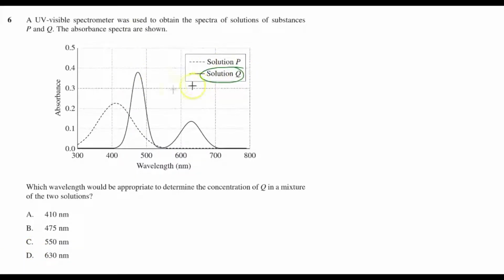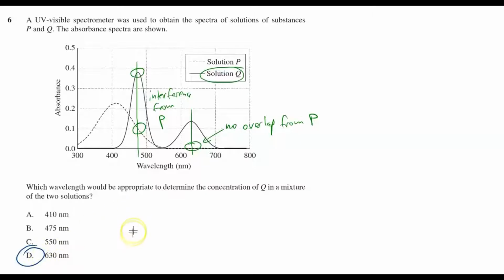Solution Q has two absorbance peaks, here and here. This peak has overlap with solution P, even though it does have a higher absorbance peak. On the other hand, the other peak is lower in absorbance, but there is no overlap with solution P. This spectral region is closest to option D, 630 nanometers, and therefore this is the answer.